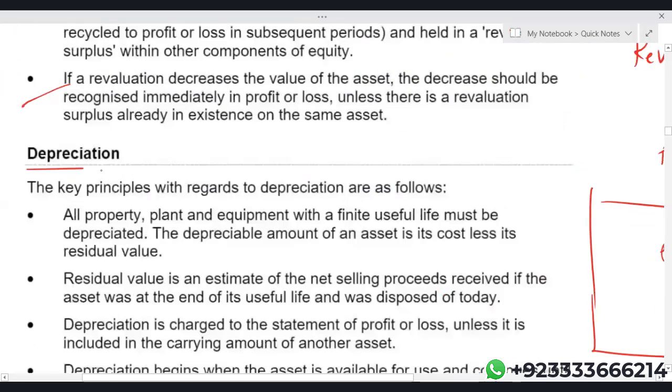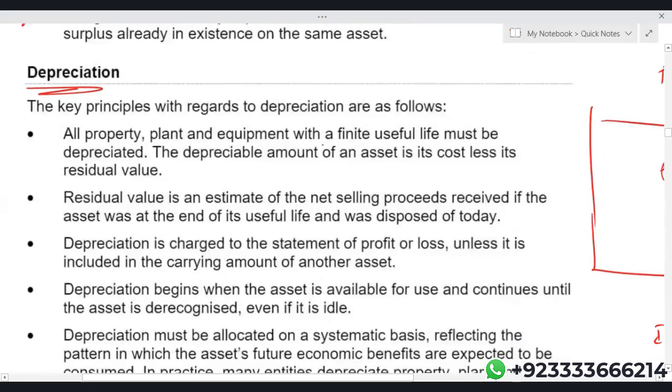Now depreciation. Obviously, all property, plant and equipment have a finite useful life. They will be depreciated. That is why we cannot depreciate land, because it has an indefinite life.